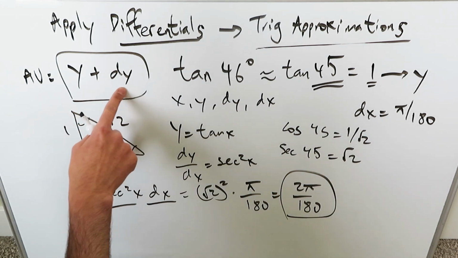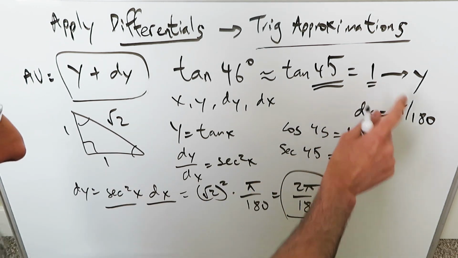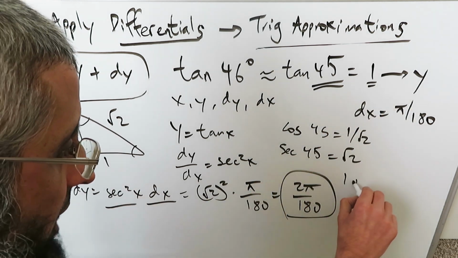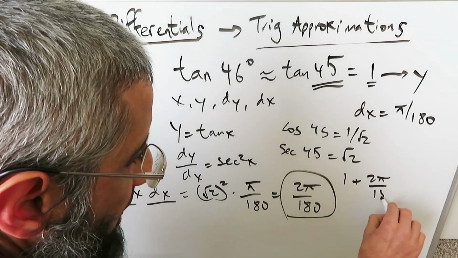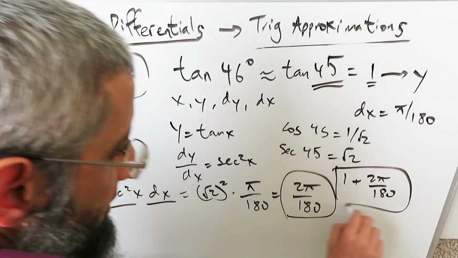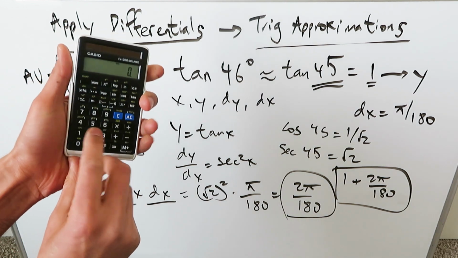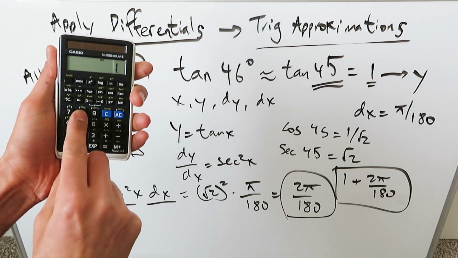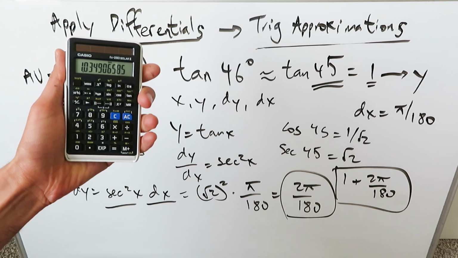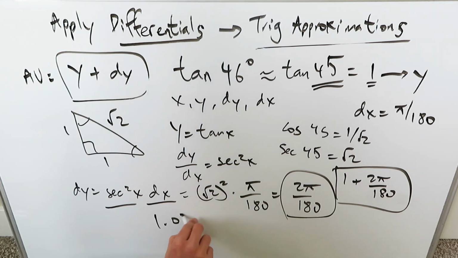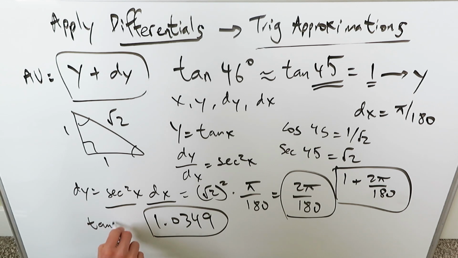Come to this formula right here, y plus dy. I know my y is equal to 1. I have a 1 plus 2 pi over 180. All you have to do is compute this and you'll get your approximated value, and you can keep your calculator on your basic mode. I'll have here 2 times pi divided by 180 plus 1. I'm getting here 1.0349. This is equal to tan of 46 degrees using differentials.